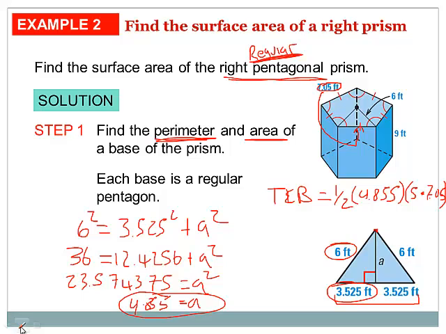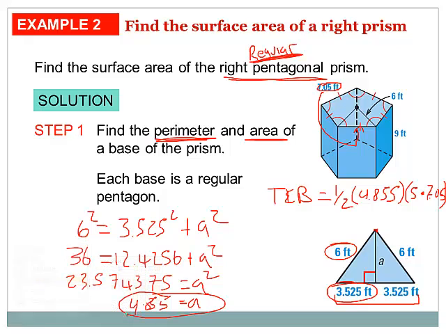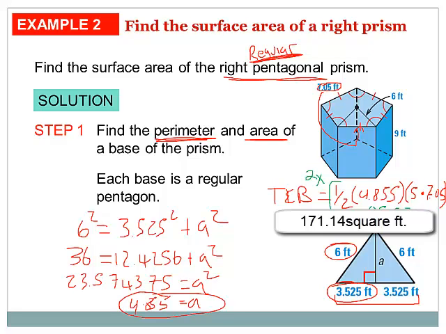Now, I have to multiply this by 2. Why do I have to multiply it by 2? Because I'm doing the top and the bottom. So this is one that I would multiply by 2. So when you plug it into a calculator, you do 1/2 times 4.855 times 5 times 7.05. That equals, and that'd be units squared, so feet squared. Okay, now that's just the top and the bottom.